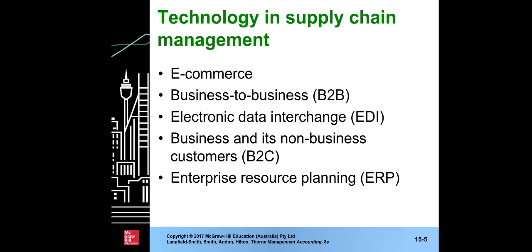And then also electronic data interchange, also related to the use of the internet or electronic means to transfer data or to interact with other parties in the supply chain. Business and its non-business customers. So see here, business to business and business and non-business customers. This is also one aspect of e-commerce. And the last one is enterprise resource planning. So these are 5 technologies that can affect supply chain management. So if in the future you are working in a business, you have to manage the supply chain, always remember these 5 technologies can affect the way you manage the supply chain.